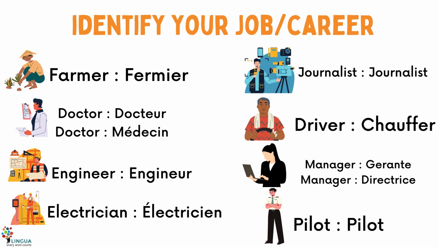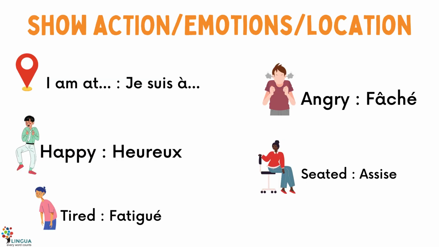Now let's take note of other scenarios in which this can also be used. It can be used for location. For example, I am at Lagos. Je suis à Lagos. I am happy. Je suis heureux. I am tired. Je suis fatigué. I am seated. Je suis assise. I am angry. Je suis fâché. Okay, so these are some scenarios in which je suis can be used.